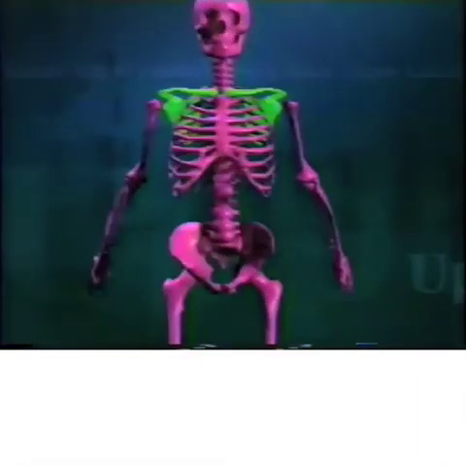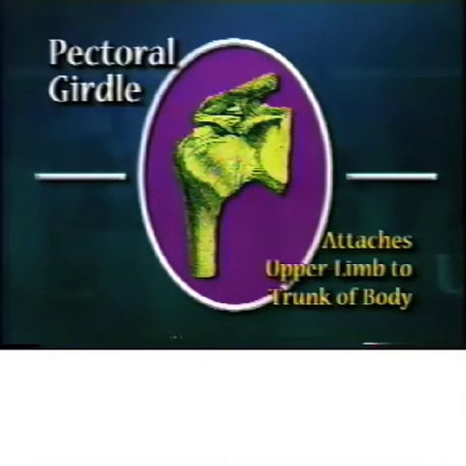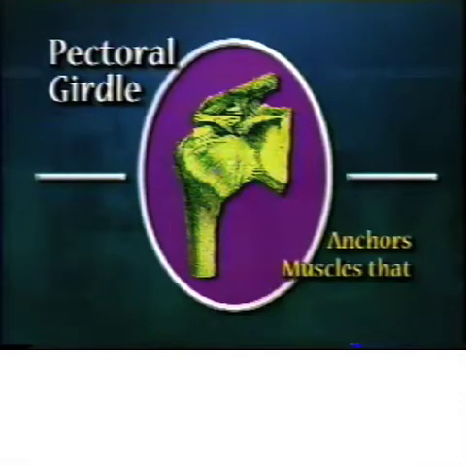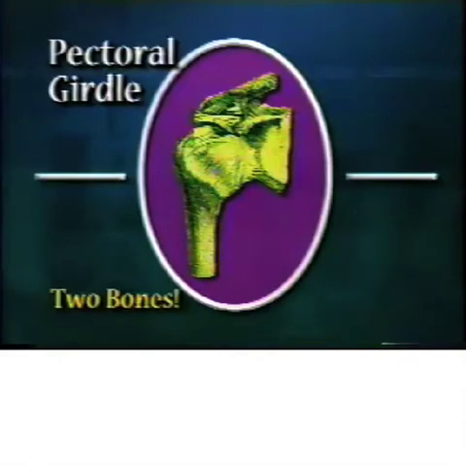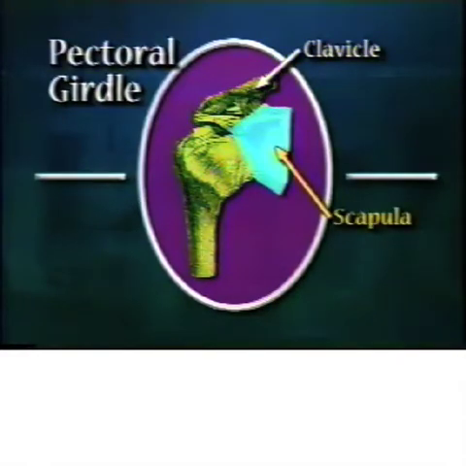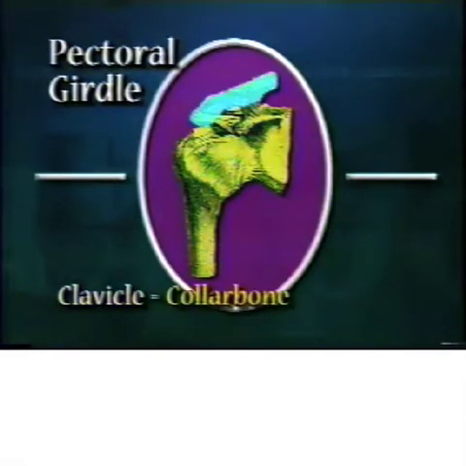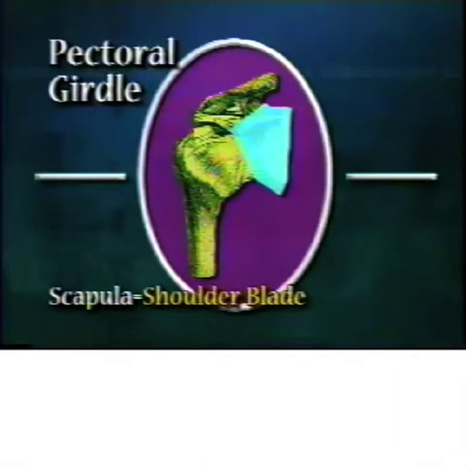The pectoral girdle attaches the upper limb to the trunk of the body and also anchors muscles that move the limb. Each girdle is made up of two bones, the clavicle and the scapula. The clavicle, or collarbone, is the anterior bone. The scapula, or shoulder blade, is the posterior bone.